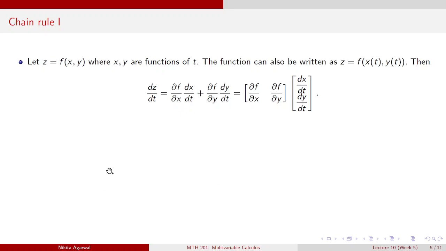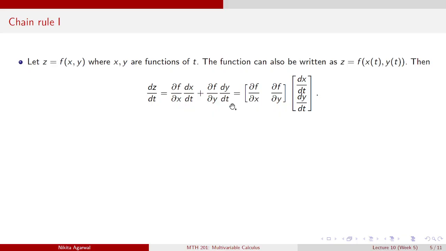So now z is a function of t. When you plug in x as a function of t and y as a function of t, then z is a function of t only. So you have the total derivative of z with respect to t, which is equal to the partial derivative of f with respect to x times the derivative of x with respect to t, plus the partial derivative of f with respect to y times the derivative of y with respect to t.